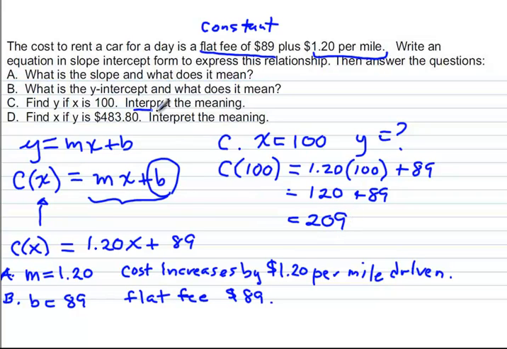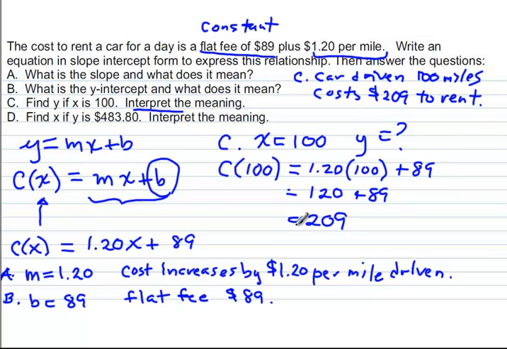Now it does ask us to interpret it, so the interpretation is, if the car is driven 100 miles, this is part C, car driven 100 miles costs $209 to rent. So it's important not only that you know to substitute the 100 in for the miles or the x, but also what the meaning is, and that is x is miles, so 100 miles, y or C of x is total cost, so $209.